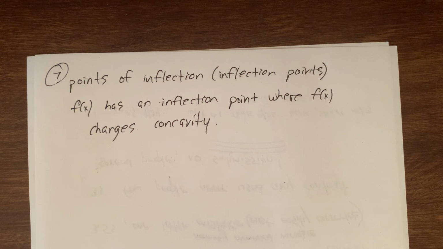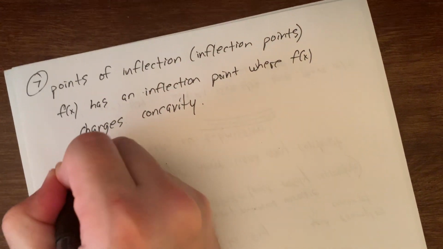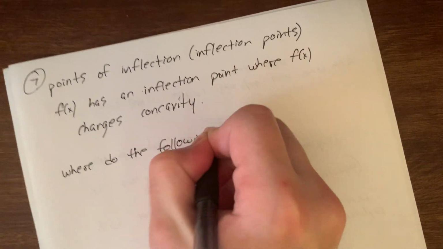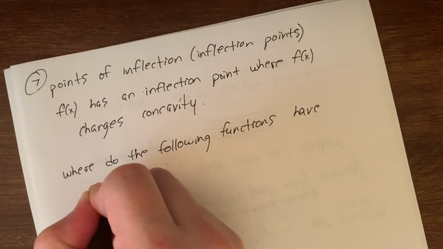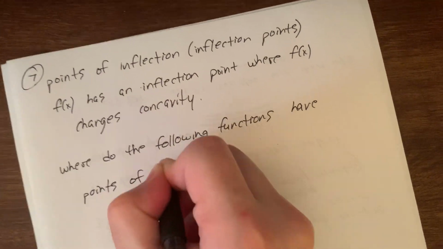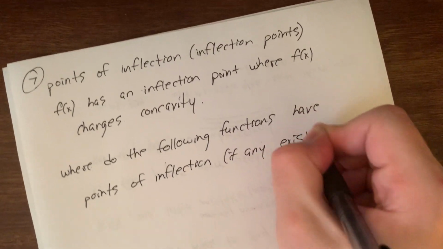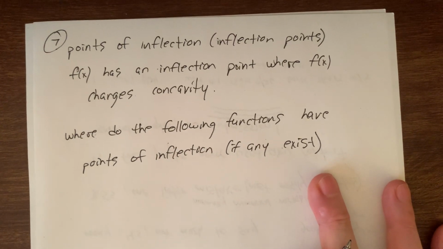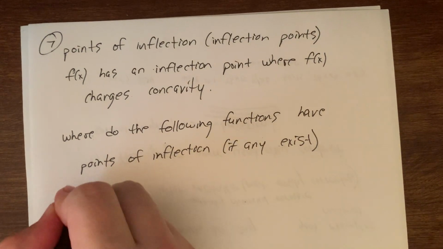And now I'm going to take those second derivative examples. We are going to ask the question: where do the following functions have points of inflection, if any exist? It's possible the function has none, just like it's possible a function does not have a local min or a local max. So let's start this off with number one.